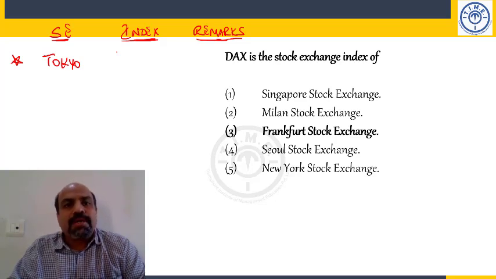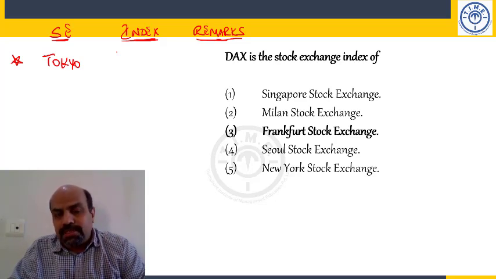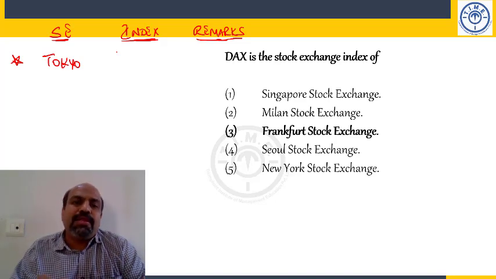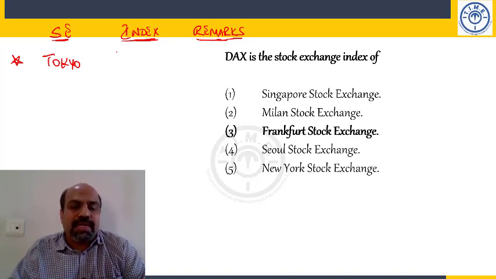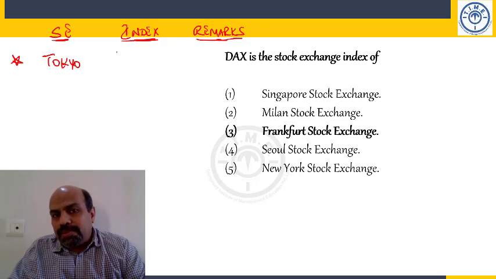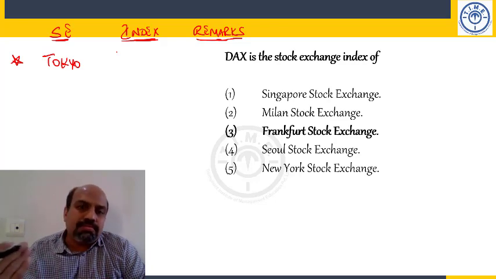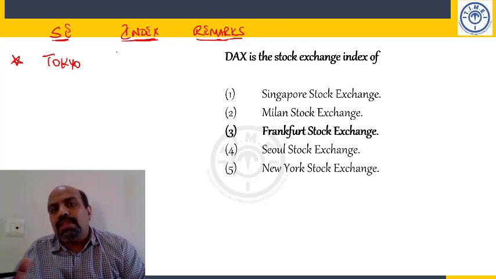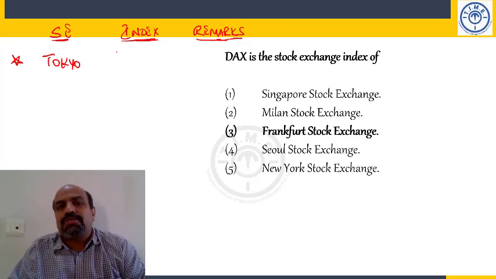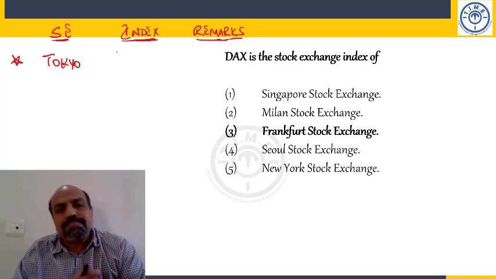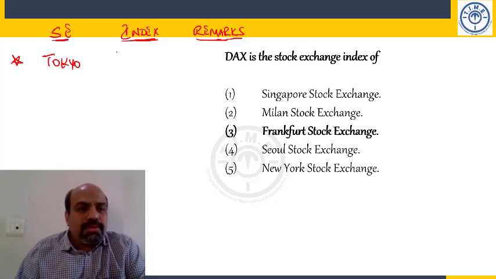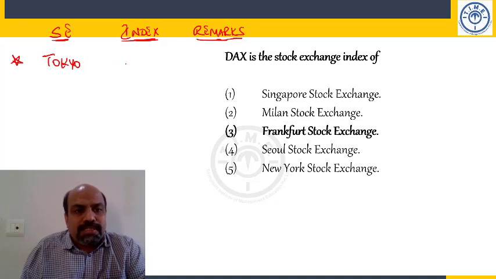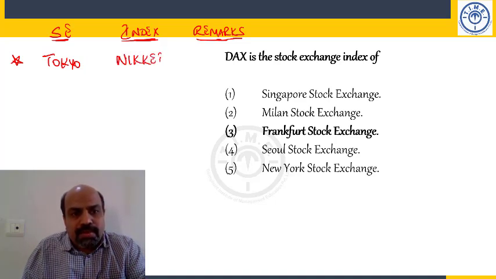For example, if a company is listed on the National Stock Exchange of India, but not on the Bombay Stock Exchange, it simply means that while you can buy and sell shares of company X on NSE, the National Stock Exchange, you cannot do this on the BSE, that is the Bombay Stock Exchange. Okay, now you have Tokyo, the index at Tokyo Stock Exchange is called Nikkei, N-I-K-K-E-I.